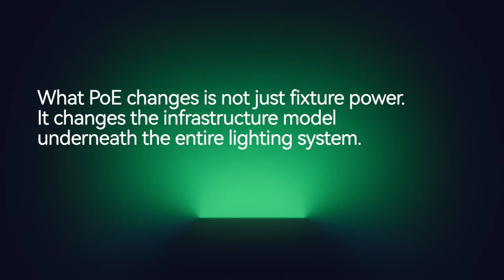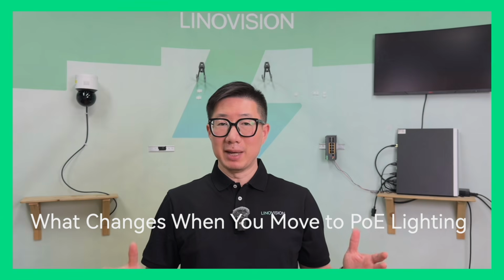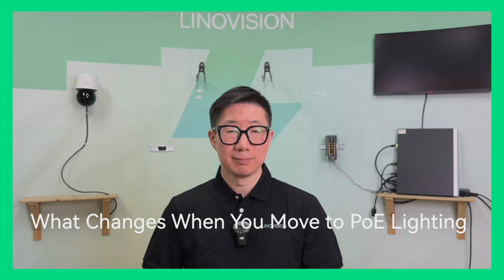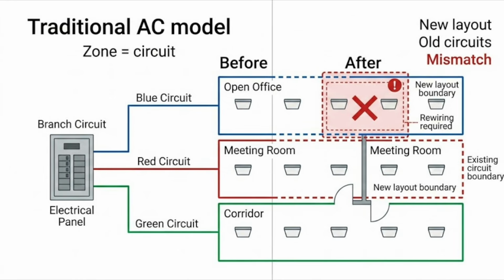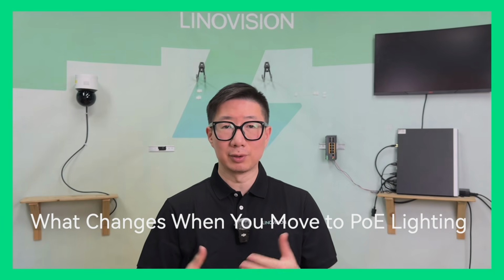What PoE actually changes isn't just how you power the fixture, it's the entire infrastructure model underneath the lighting system. Here's the shift that matters most. In a traditional system, the lighting zone is defined by the electrical circuit. Change the zone, change the circuit. That's physical work, it's expensive, and it requires licensed electrical work.